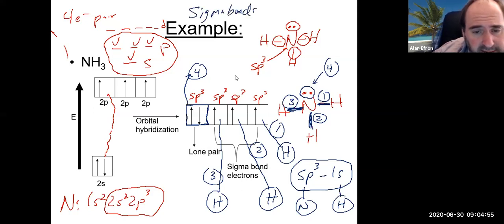And this guy would have 3 sigma bonds, sometimes abbreviated with a little sigma symbol there. And each of them would have that sort of hybridization. Any question on that there?